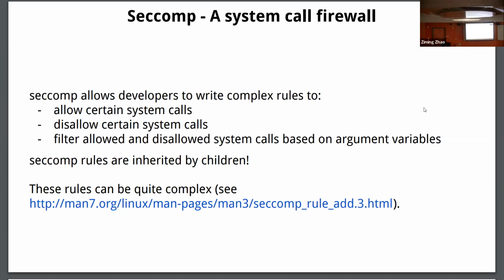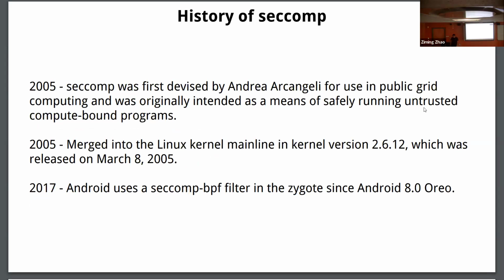Whenever an application makes a system call, the OS will decide if this application should be able to make this system call. So this kernel module allows developers to write very complex rules to allow certain system calls for a particular application, disallow certain system calls, and also filter allowed and disallowed system calls based on their argument variables. If you want to learn more about that, you can just read the manual. We will just show some simple examples of this. The history: it was first developed by Andrea back in 2005, merged into the Linux kernel in 2005 as well, and Android has been using this since 2017.